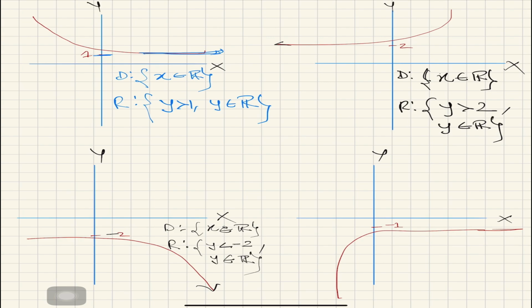Here's the same thing too. For this one, the domain is again x, all the real numbers. And what is the range? The range is y. Since it's downward, you see the downward, it's going to be y less than -1, and x is all the real numbers. You see? Hope all of you guys understand this one.